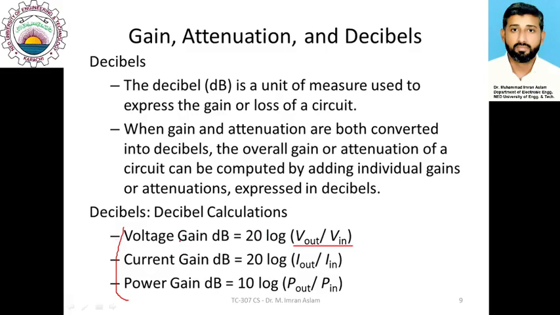So this is called the voltage gain in decibels. Similarly, the current gain in decibels is defined the same way. However, you should note that the power gain in decibels is defined with a constant factor of 10 at the beginning. This different definition for power gain is actually used commonly because of consistency with the other notation.